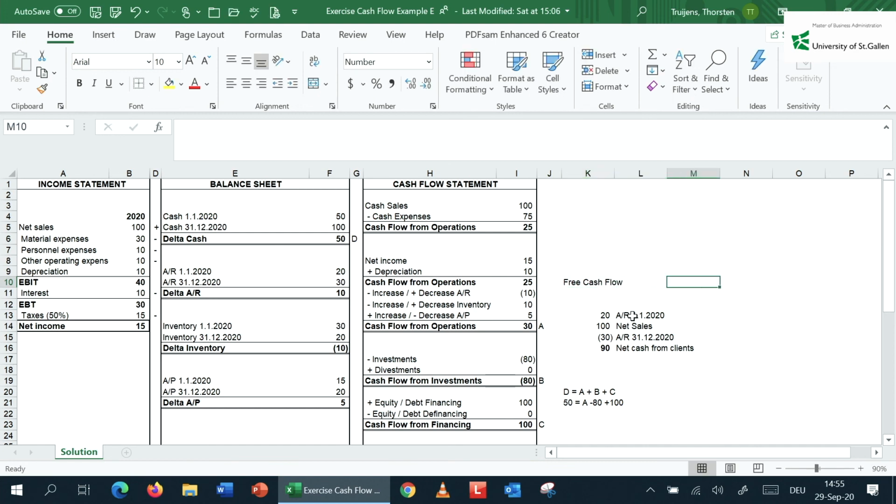So what is a free cash flow? The free cash flow is defined as A plus B. So we have 30 of cash flow from operations. We spent 80 on investments, plus 30 minus 80. That gives you a negative 50 in this case. Yeah, let's make sure we see it. Plus 30 minus the 80 gives you minus 50. Is this bad, to have a negative free cash flow?